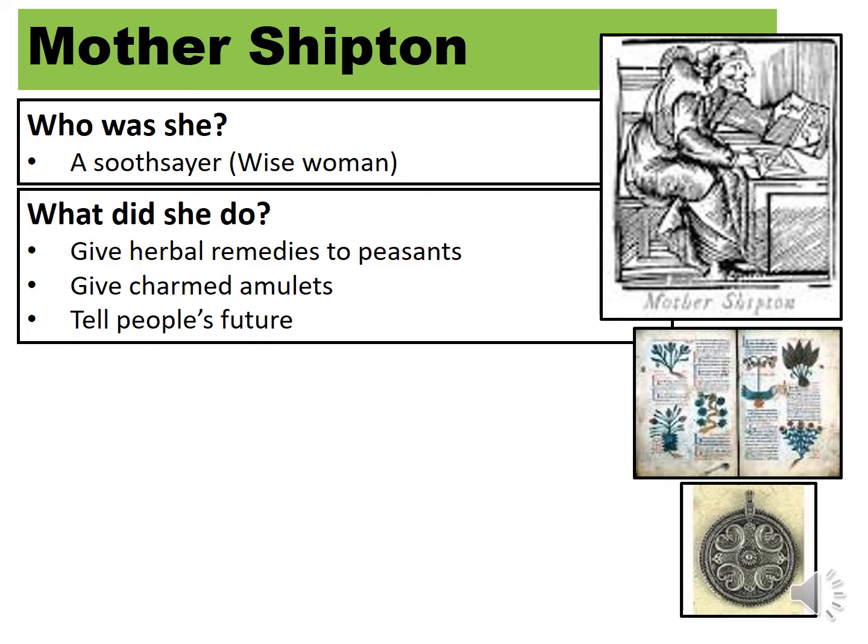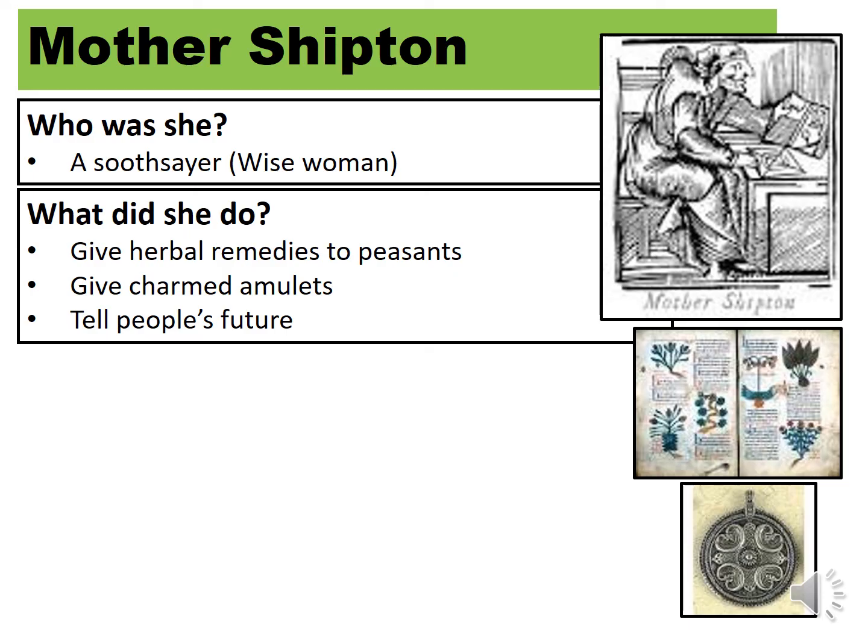They would also, as well as giving herbal remedies, give more superstitious-based treatments. So a charmed amulet, a bracelet, a necklace, a brooch that had been blessed by the soothsayer, like good thoughts, good luck had been placed on it, and if you wore it, you wouldn't get ill.